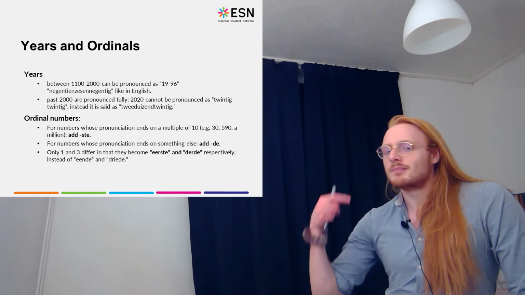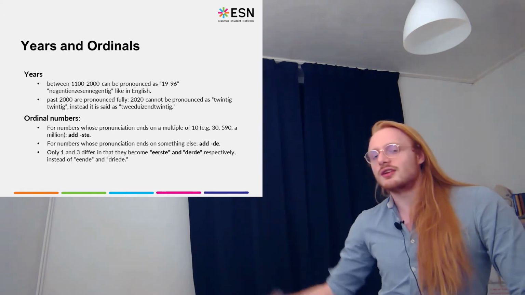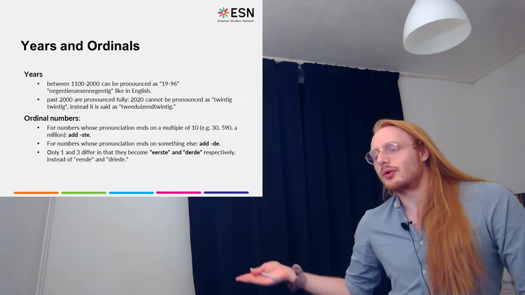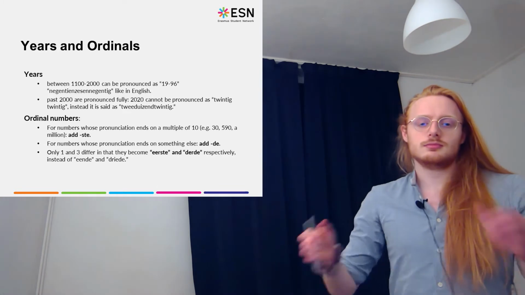For years past 2000, you don't do this, though. You don't say twenty twenty in Dutch. You would say tweeduizend twintig. You also wouldn't say twenty hundred in English or in Dutch. Just useful to know.